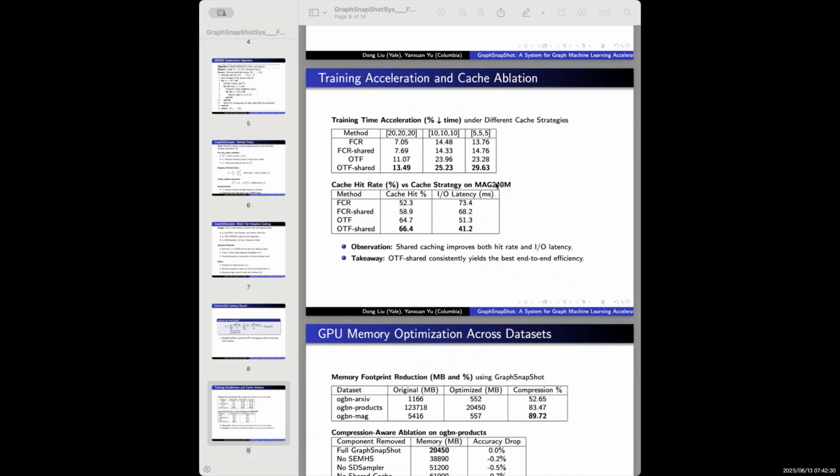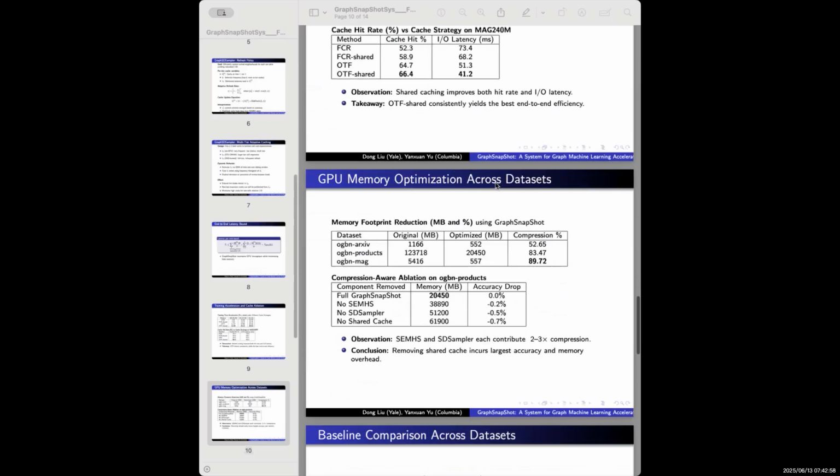We come to the experimental part, and we test different cache strategies. Our best configuration, on-the-fly selection with shared cache, has the best performance. It achieved over 30% reduction in training time, the highest cache hit rate, and the lowest I/O latency. This confirms that both dynamic selection and shared caching are key to efficiency.